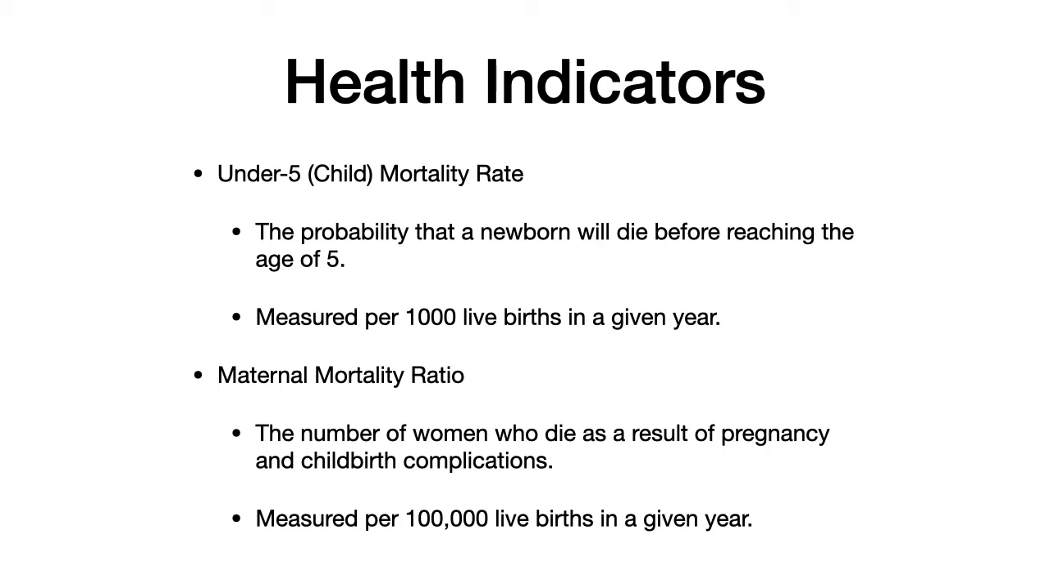And finally, we have maternal mortality ratio. Now shifting focus from the children to the mothers, this is the number of women who die as a result of pregnancy and childbirth complications. And because this one is a ratio, it is measured a little bit differently. This one is reported per 100,000 live births in a given year. So key distinction there, while the infant, neonatal, and child mortality rate are reported per 1,000 live births in a given year, the maternal mortality ratio is measured and reported based on 100,000 live births in a given year.